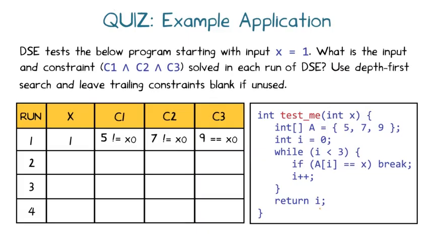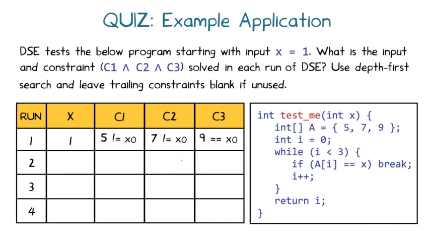Suppose DSE tests this function starting with the input x as 1. Write the input used and constraints solved in each iteration of DSE. Assume a depth-first search of the program's computation tree and leave a trailing constraint blank if it is unused. Also, use the name x0 to represent the symbolic variable corresponding to the input variable x. I filled in the first row for you.